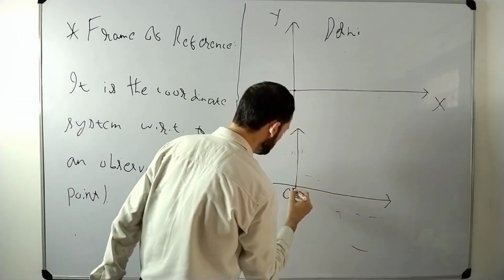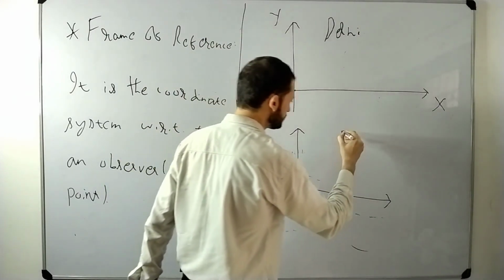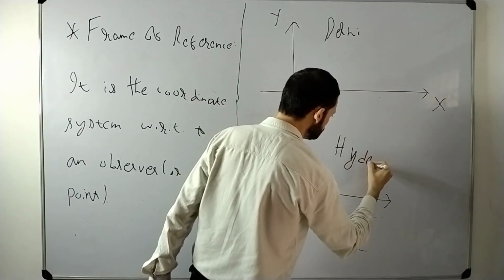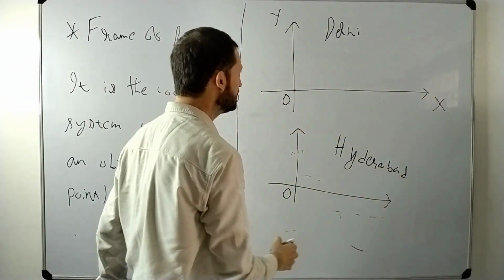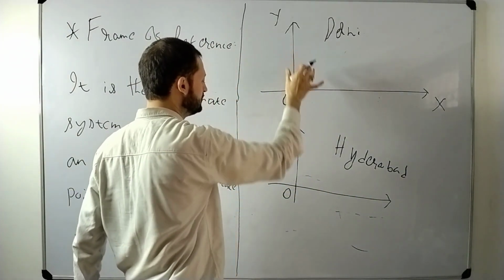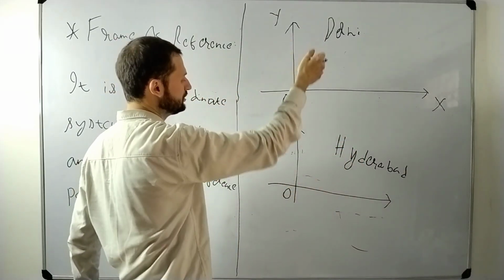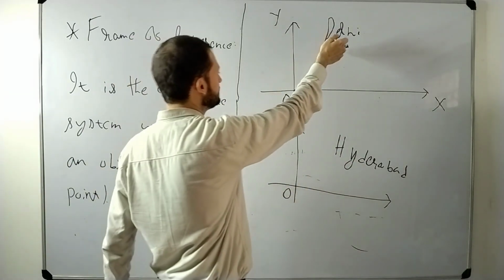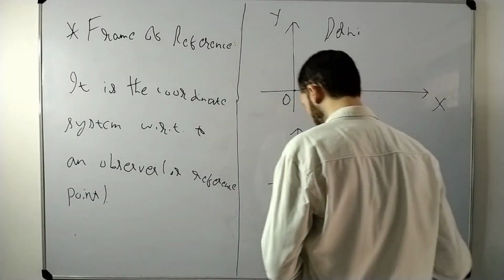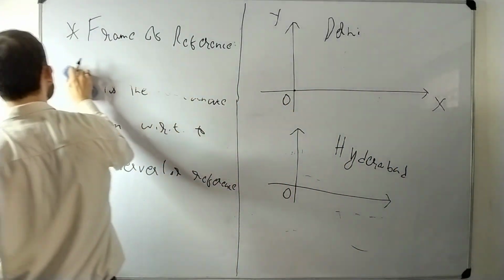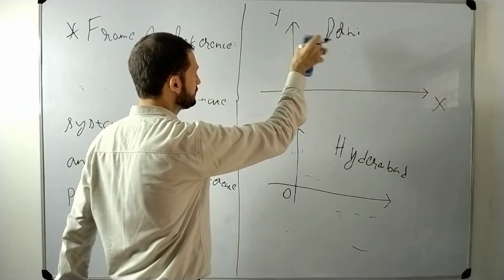So what is this here? This is your coordinate system, and I would say Hyderabad is your origin. So this is one frame of reference for you, and this is one frame of reference for me. Hyderabad is your frame of reference, where the origin is of course Hyderabad, and Delhi is mine. So what is the starting point for you might not be the starting point for me.